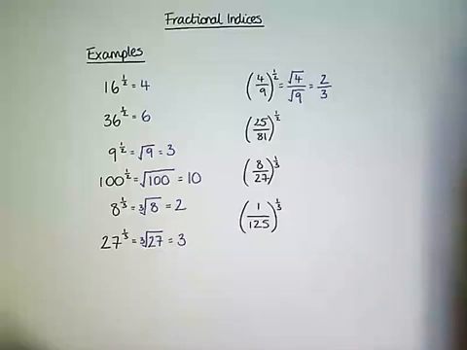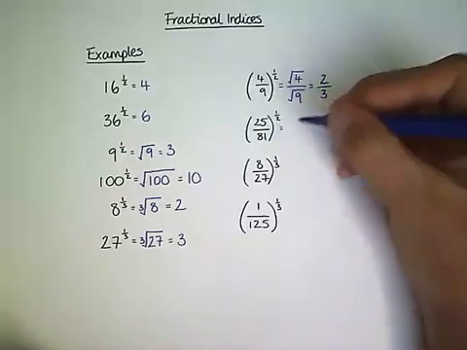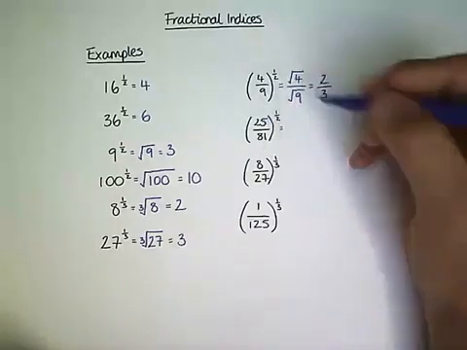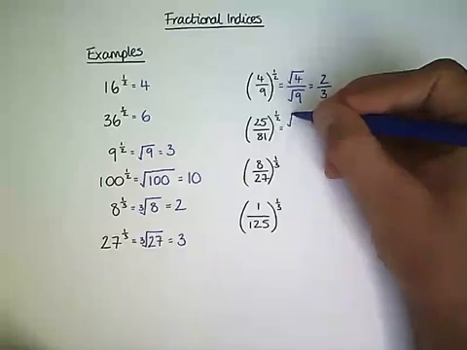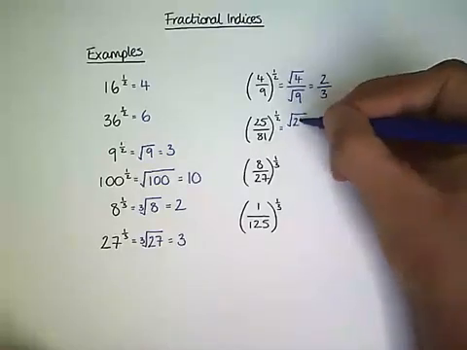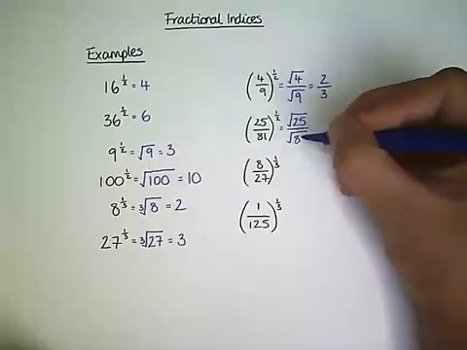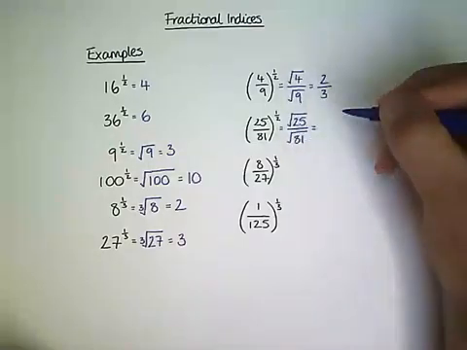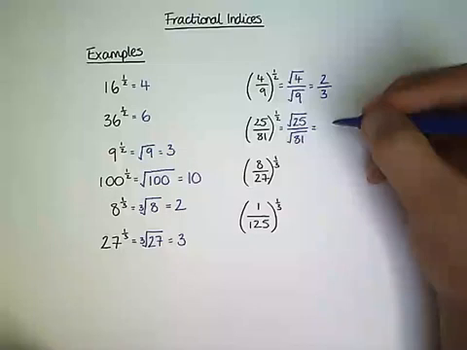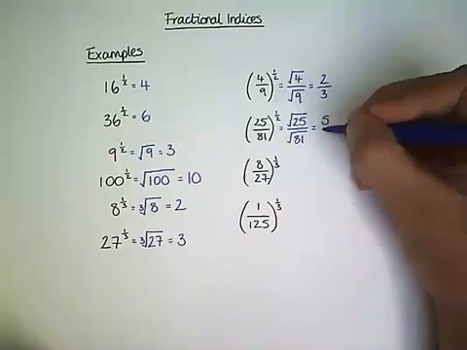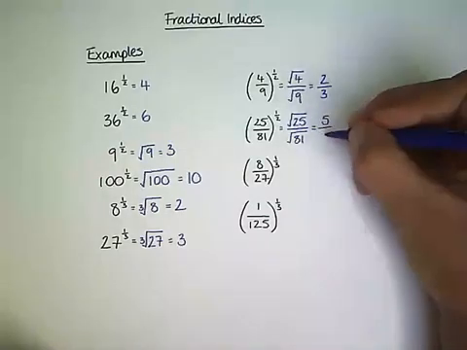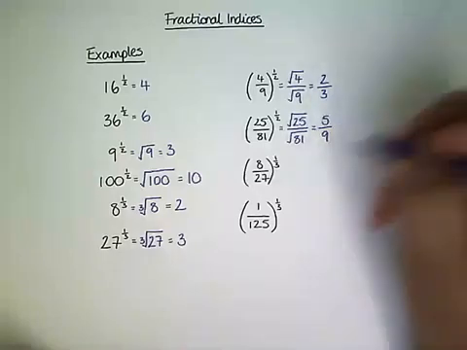Okay, same with the next one. 25 over 81 all to the power of a half. It's going to be the square root of 25 over the square root of 81. What number times by itself is 25? That is 5. And what number times by itself is 81? That is 9. We get 5 over 9.